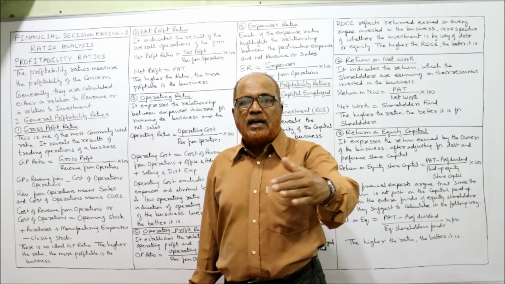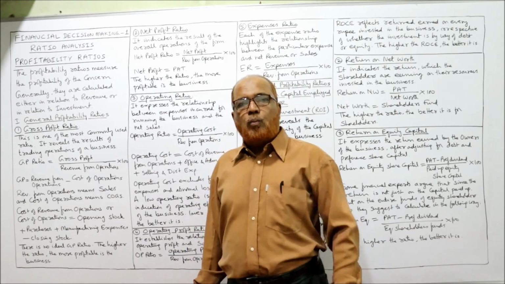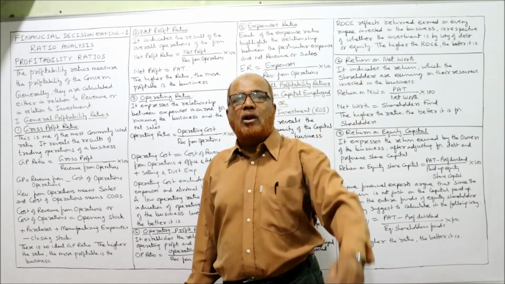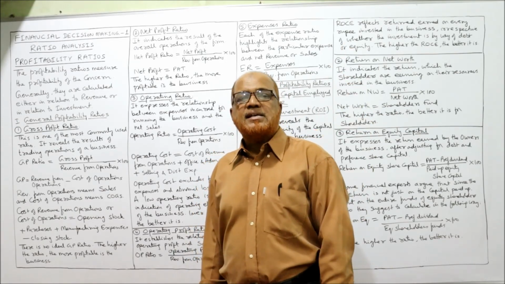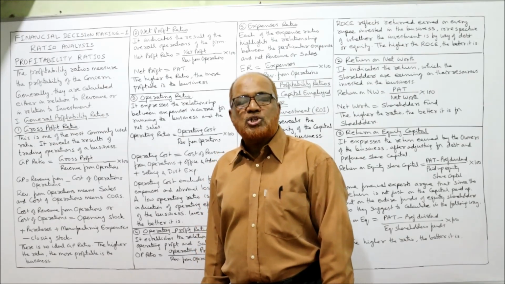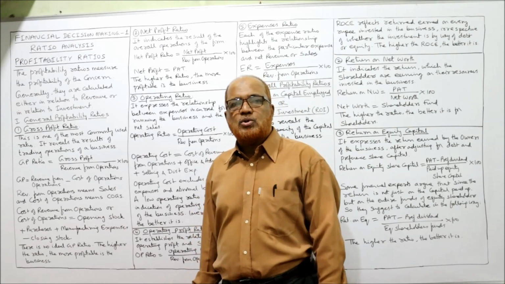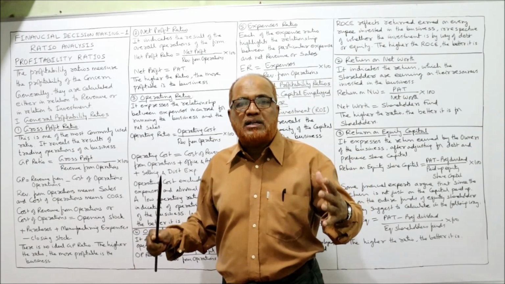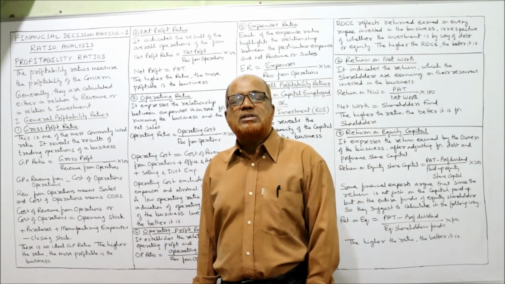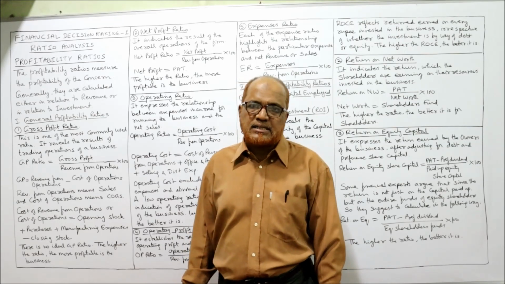What is the risk involved in the business? Whether the business can run in the long term. That is explained by capital structure or leverage ratios. The third, turnover or activity ratios, are concerned with how effectively the business is utilizing its resources or assets.